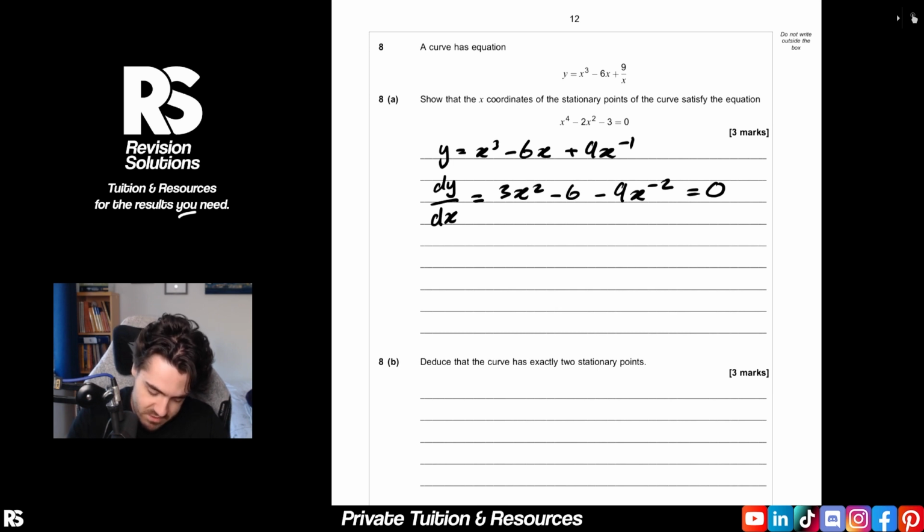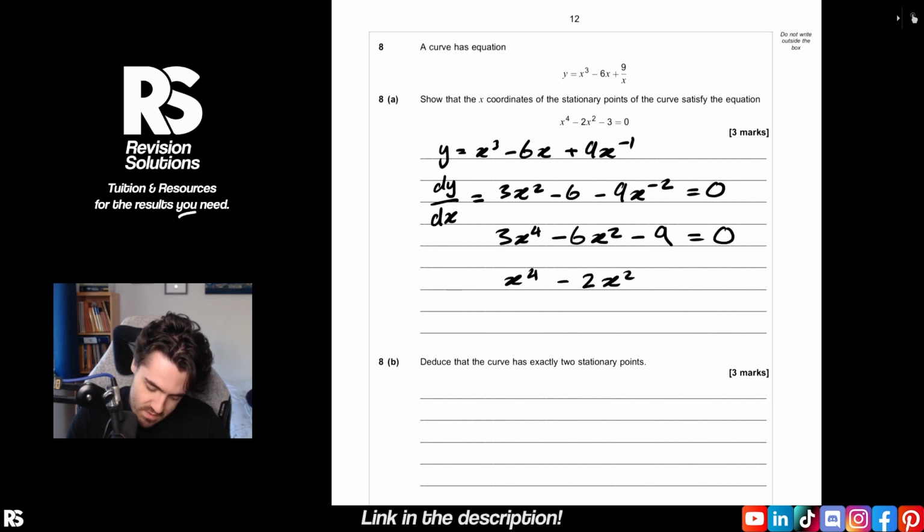So if I multiply everything by x squared, I'd get 3x to the 4, then I get minus 6x squared, and then I get minus 9, and that's still equal to 0. And then there's a factor of 3 on everything there. So if I divide everything by 3, I'd get x to the 4 minus 2x squared minus 3 equals 0, which is the result they asked for.